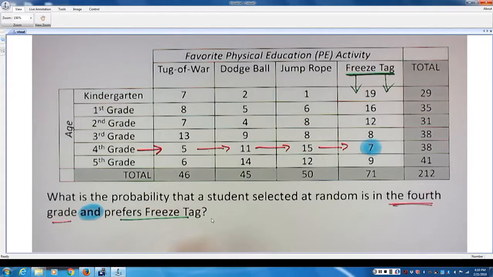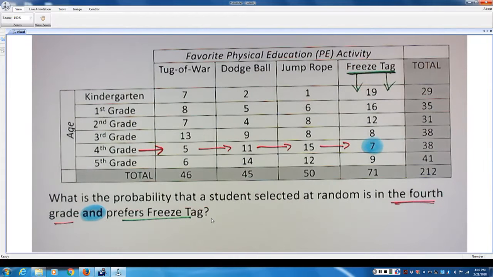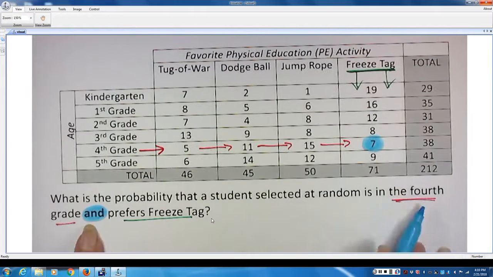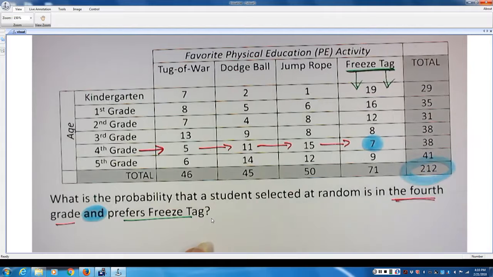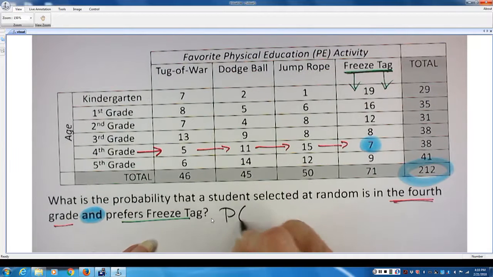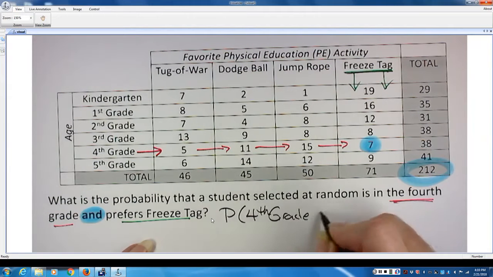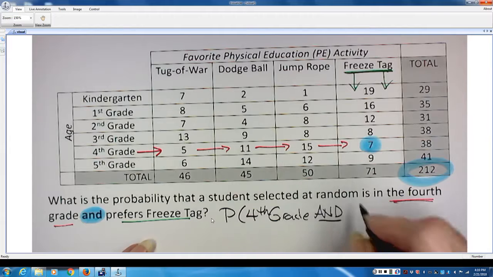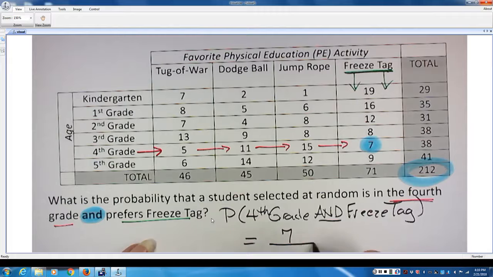Now, since that's the only thing that they ask us about was, where's the ones that are in those 2 categories, we're talking about out of the whole entire school. So the probability in this case is 7 over 212.